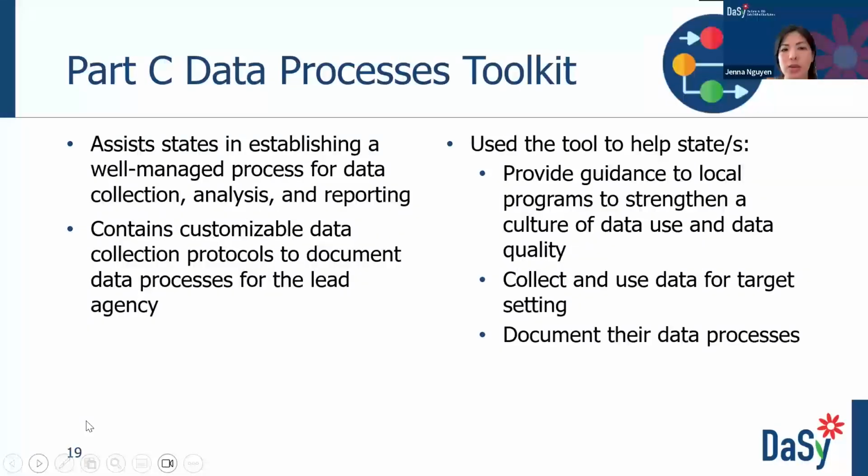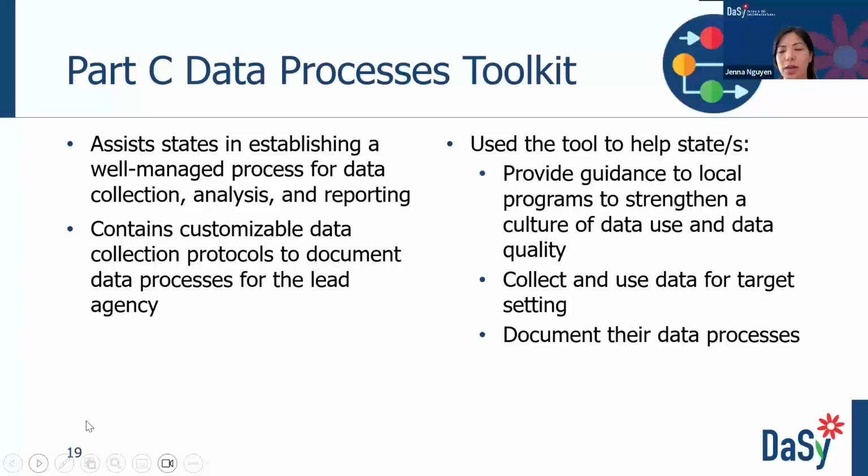And then the next toolkit that we'll be discussing is the Part C Data Processes Toolkit. This is meant for state lead agencies. It assists them in establishing a well-managed process for data collection, analysis, and reporting. It also contains customizable data collection protocols to document your data processes for your lead agency.